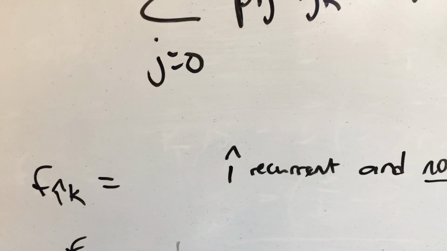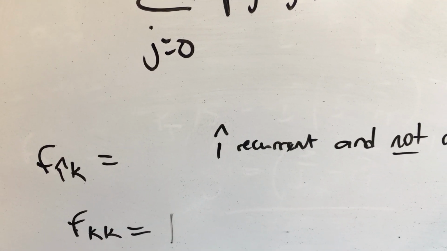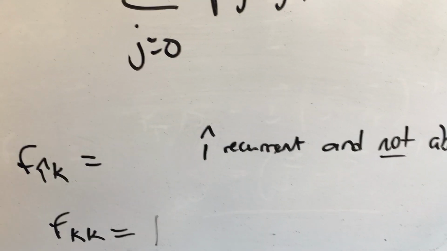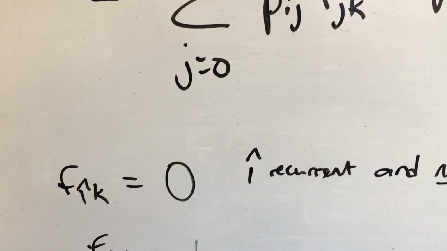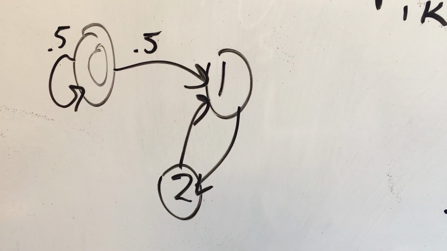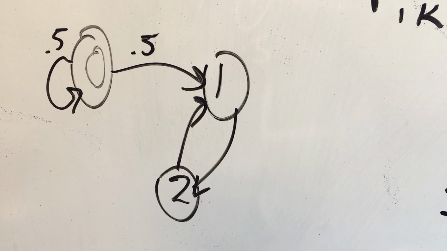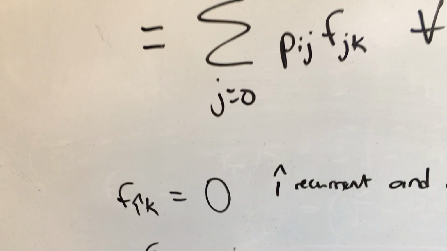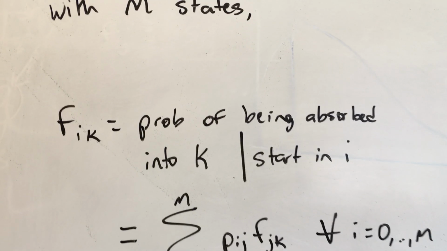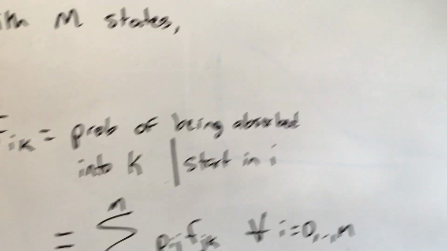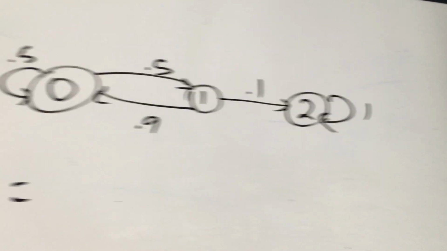So F_iK, this probability of getting absorbed into state K, given that you started in a recurrent state that is not absorbing, this has to be 0. Because there's no absorbing state here, there is no K state that's going to absorb, so F_iK has to be 0. Okay, so far, just defining F_iK, the probability of being absorbed into state K given you started in state i. So we're going to go to this simple example.